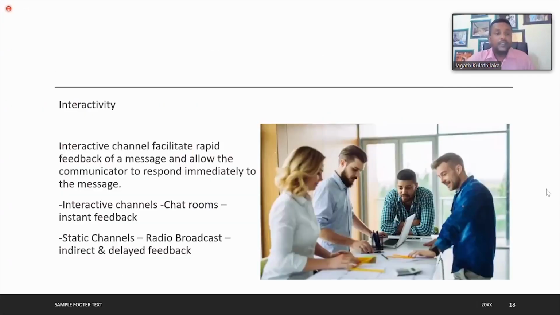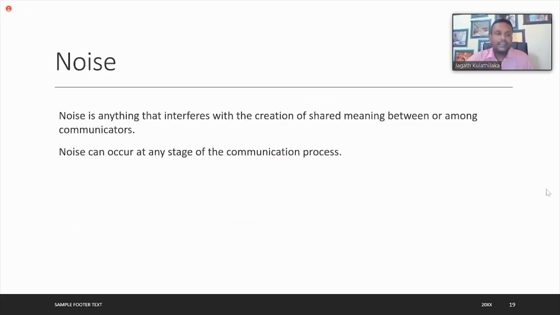If anything interferes with this, anything interferes with the creation of shared meaning. So to create shared meaning, I need to interpret my message, as well as you need to interpret the message received in your own way. So if anything interferes, if anything works as a barrier, that is known as noise.